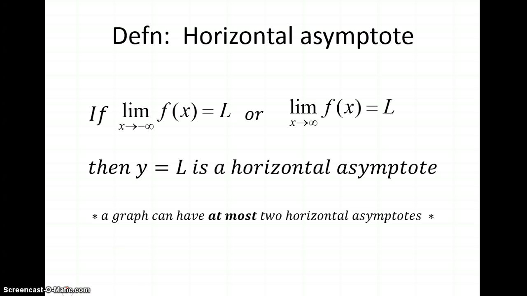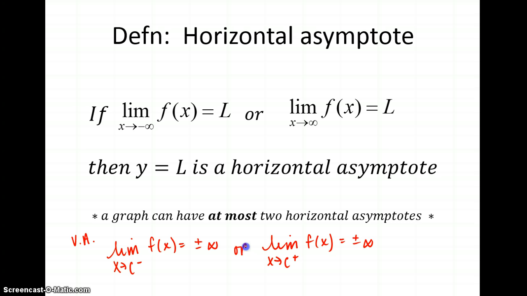Now let's recall the definition of a vertical asymptote. That was the limit as x approaches c of a function being positive or negative infinity, and the limit as x approaches c from the right of a function being positive or negative infinity. Then we would say a vertical asymptote exists at x equals c. So remember, vertical lines go up and down, horizontal lines go left to right. This behavior is known as an infinite limit.